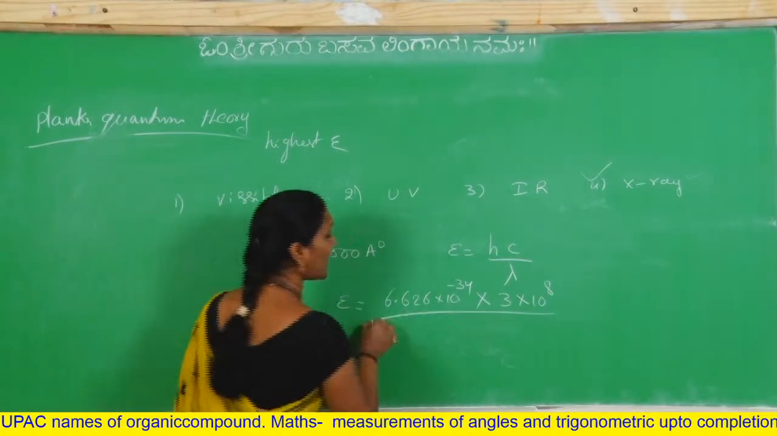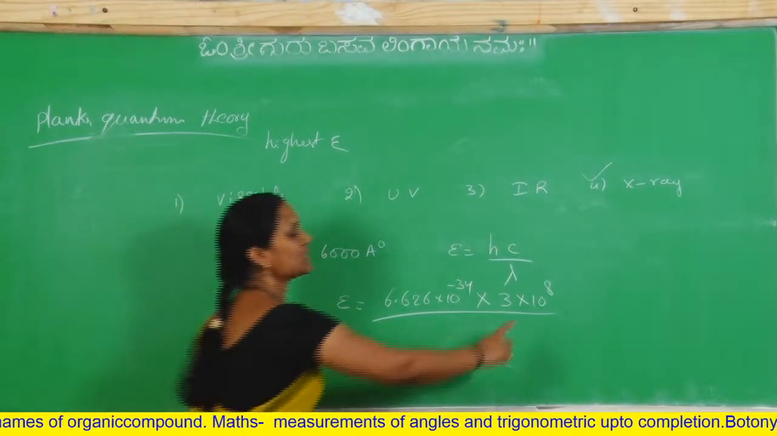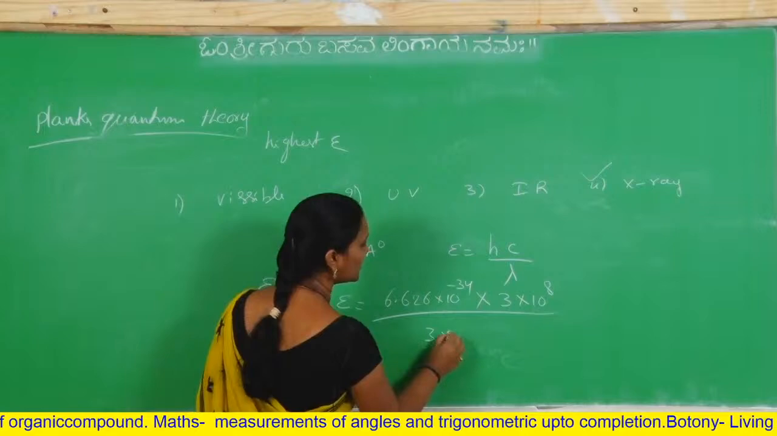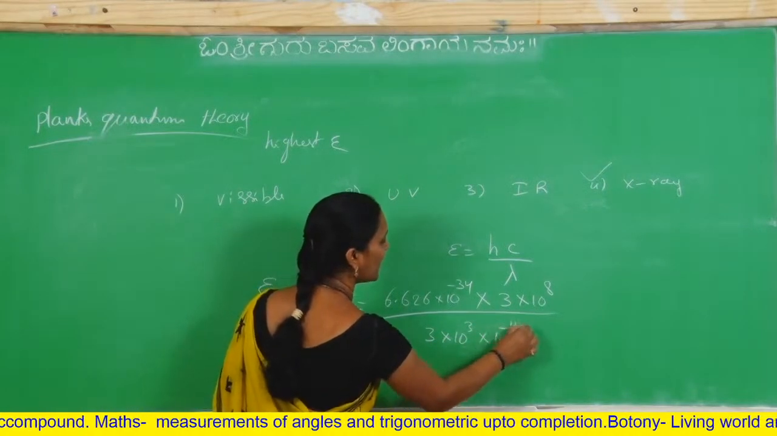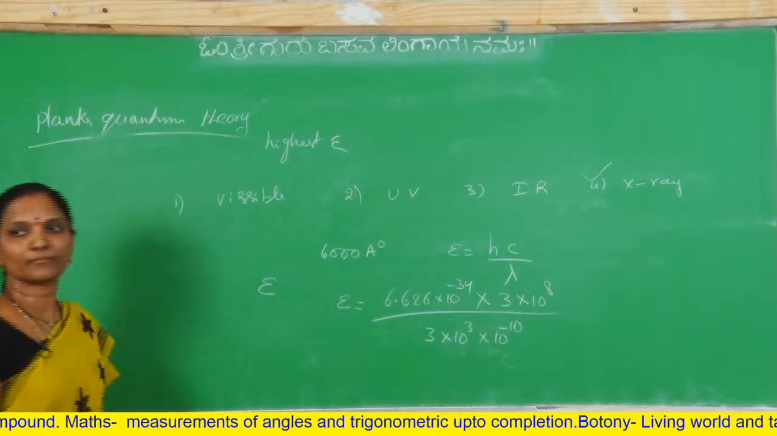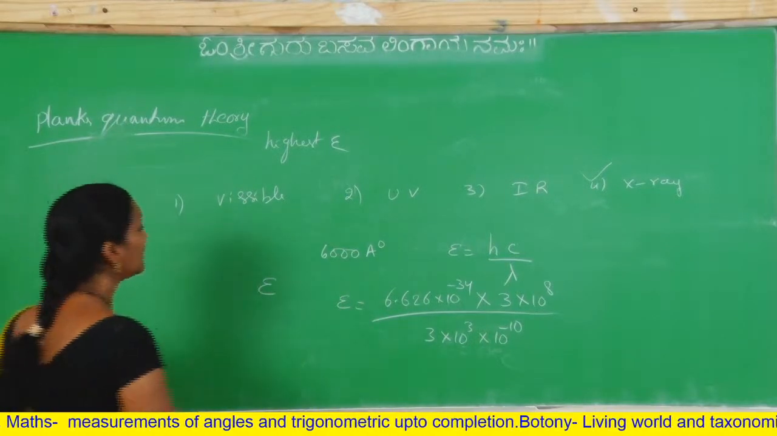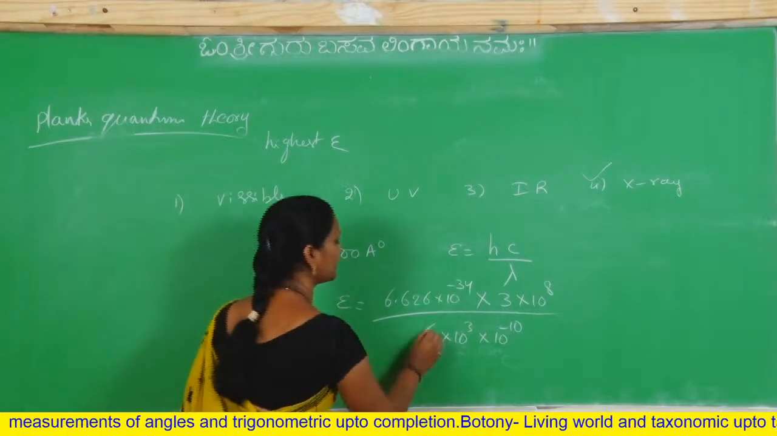Now, the wavelength is given in angstrom. This also we have to take in meters, because it is given in meters. In meters, how much? 3000 means 3 into 10 power 3, into 10 power minus 10 in meters. Yes or no? 10 power minus 10. Then simplify this one. 3 given or 6000 given? 6000 given. 6.